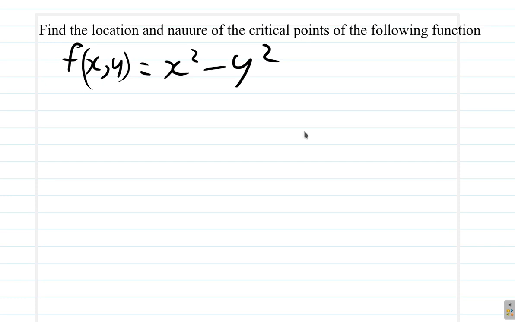Let us find the location and nature of the critical points of the following function. It's a multivariable function, a function of the variables x and y as well. It says f of x, y is x squared minus y squared.